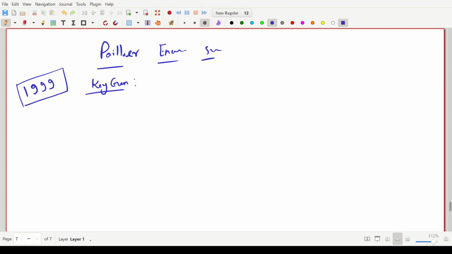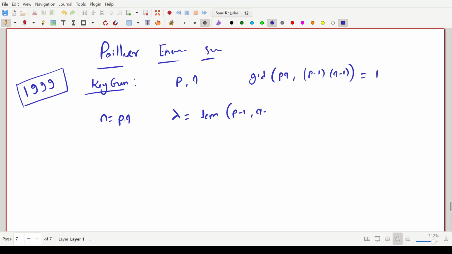Choose two large prime numbers, say P and Q, independently of each other. One more thing: the GCD of PQ and phi of P, that is (P minus 1)(Q minus 1), should be 1. This property assures that both P and Q have the same length. Now compute N, which is P into Q, and calculate lambda, which is the least common multiple of P minus 1 and Q minus 1.